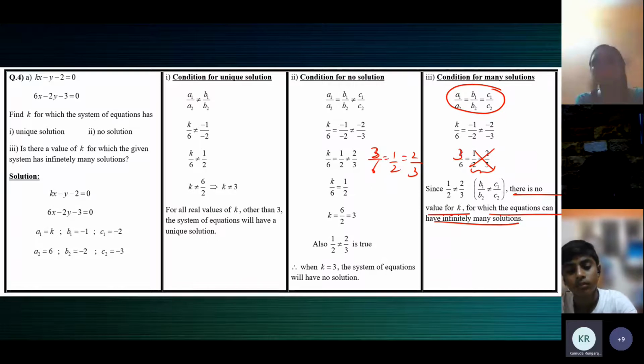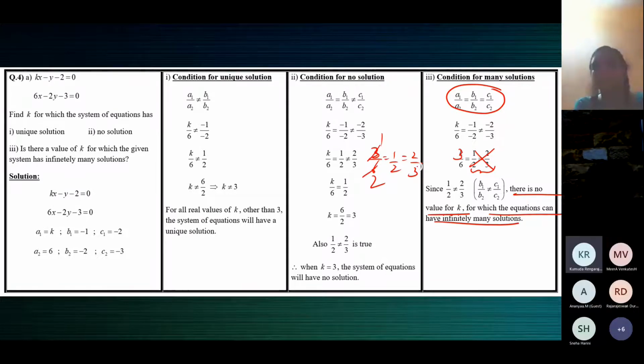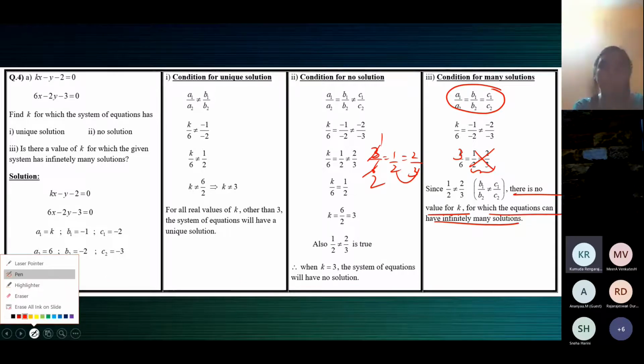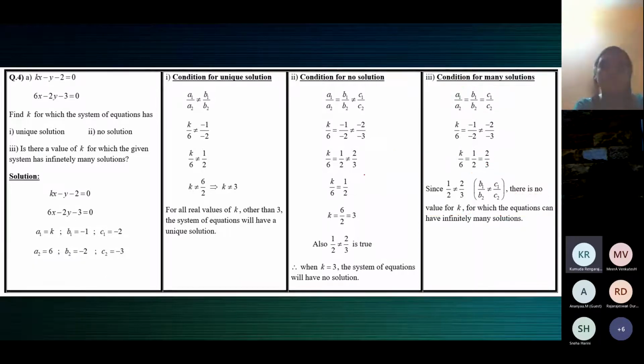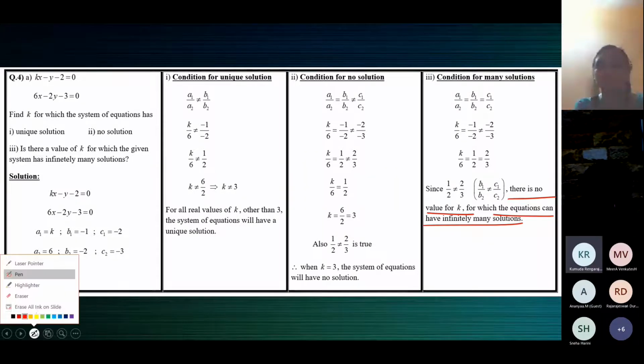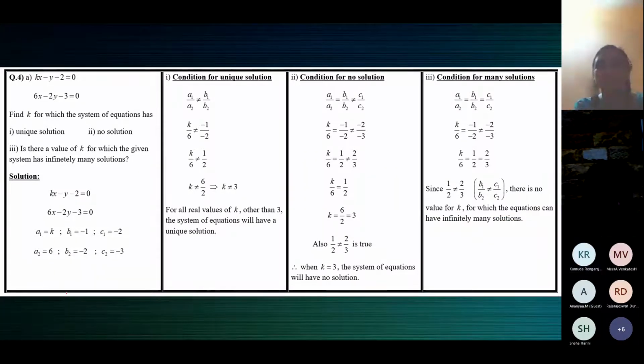Let k be 3. So you will get 1 by 2 here. 1 by 2 is equal to 1 by 2 is equal to 2 by 3. It is false. Half is not equal to 2 by 3, so a1 by a2, b1 by b2, c1 by c2, all three are not equal. That means there is no value for k for which the given system of equations can have many solutions. Please write down this, children.